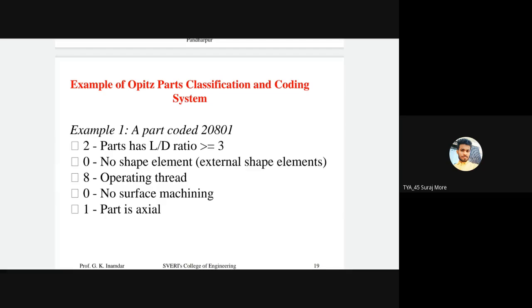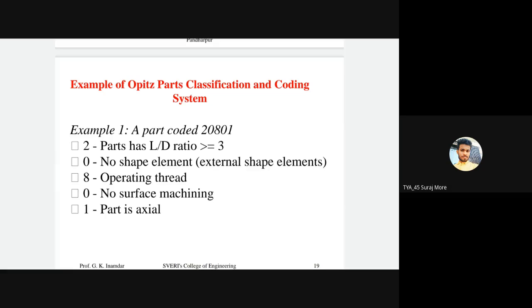Now the third digit shows the operating thread. Which type of thread is there? They have given the standard for it: one is for the internal thread, whatever the V-type thread, and the inclined thread. For these, whatever the digits, they have standardized first of all.